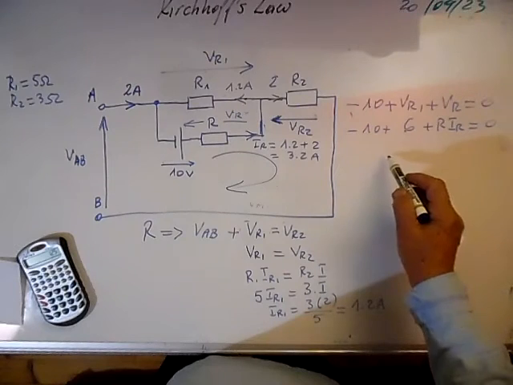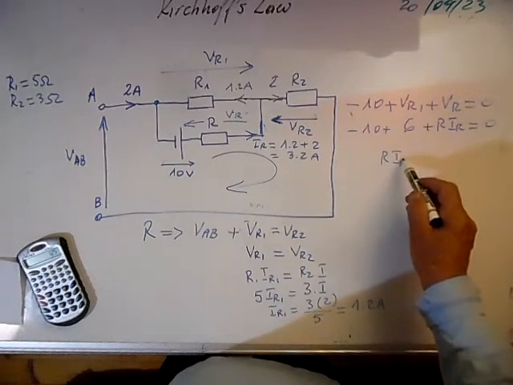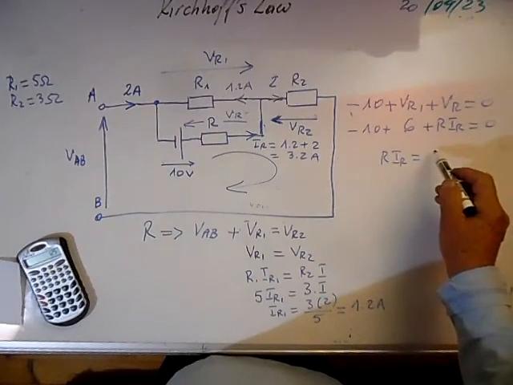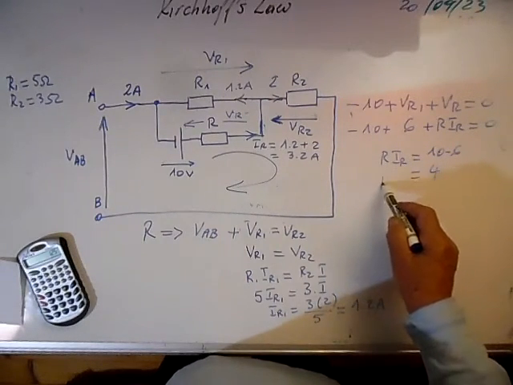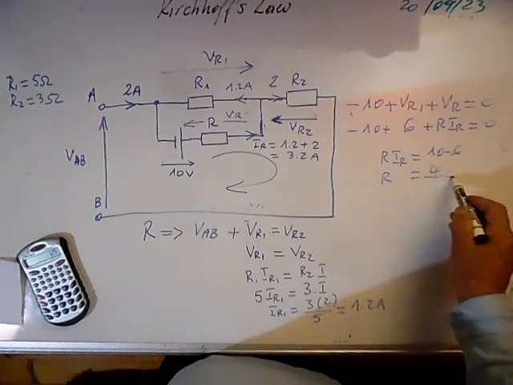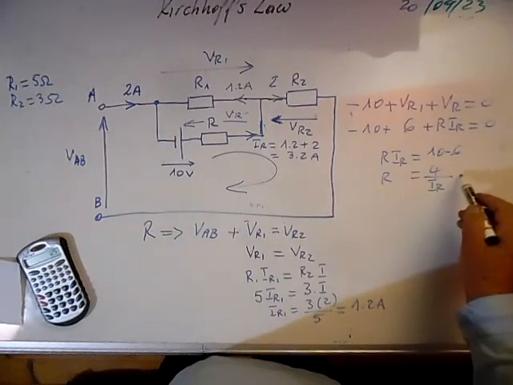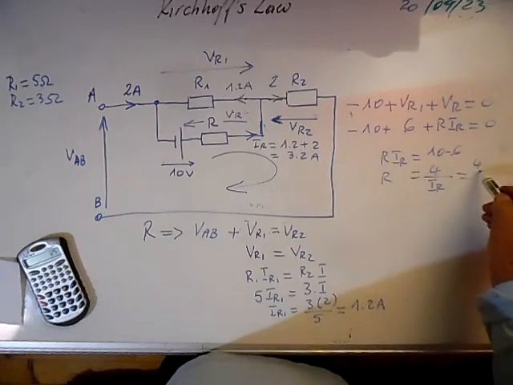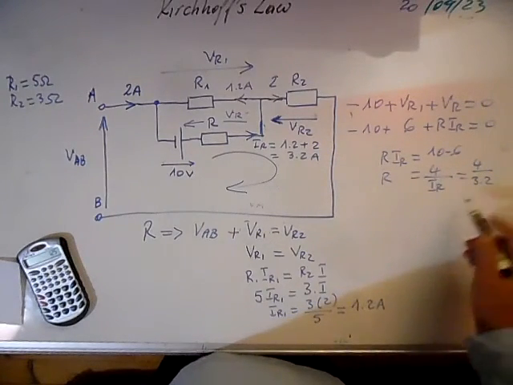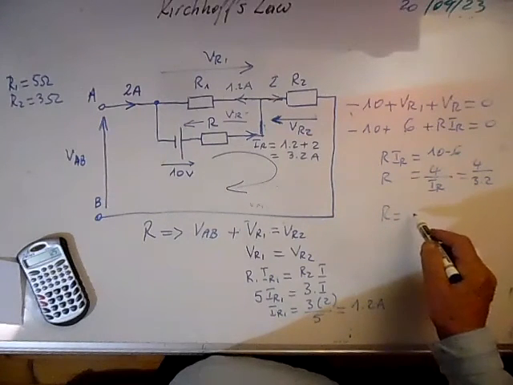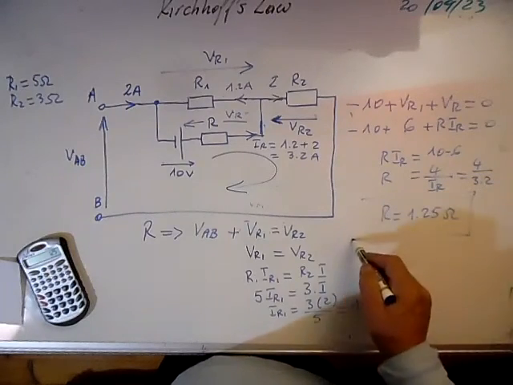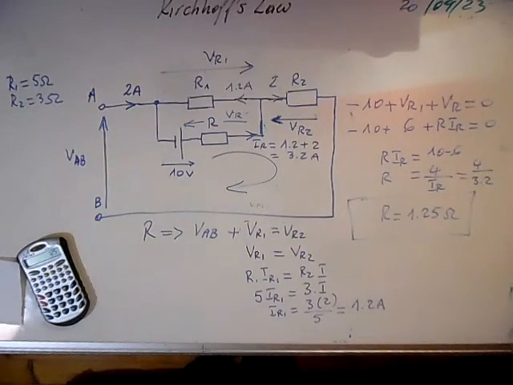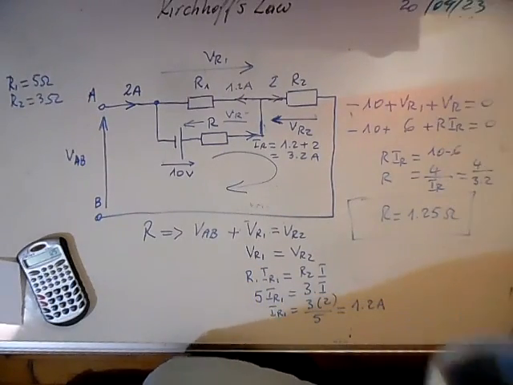It means that R times IR should be equal to 10 minus 6, which is 4 volts. R should be equal to 4 over IR, which we have calculated here, 4 divided by 3.2. It means that R should be equal to 1.25 ohms. And this is the solution. And thank you very much for your attention.